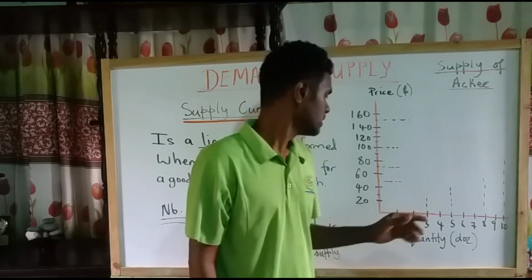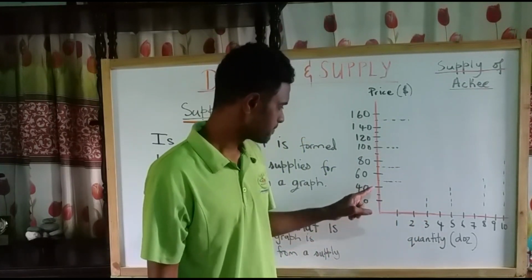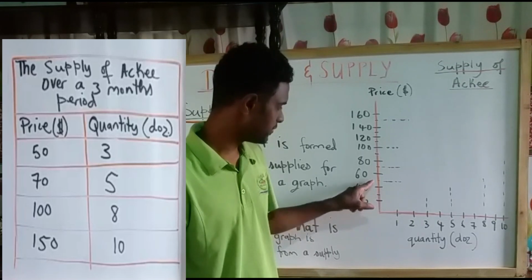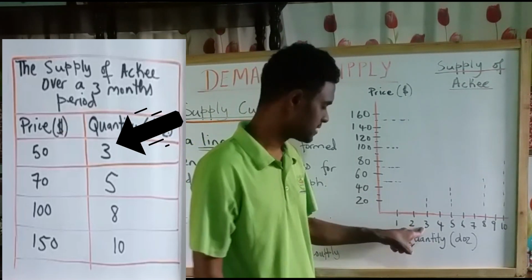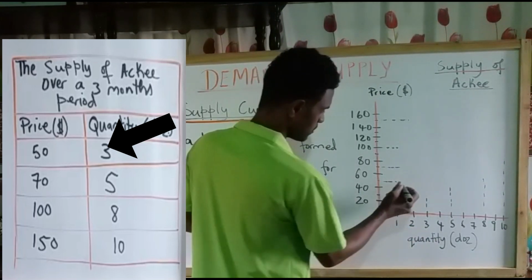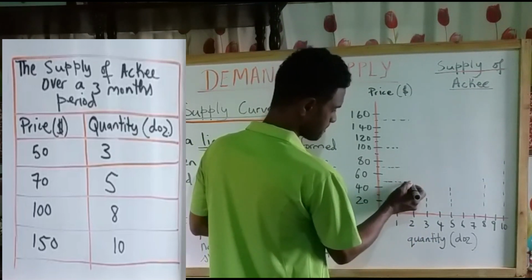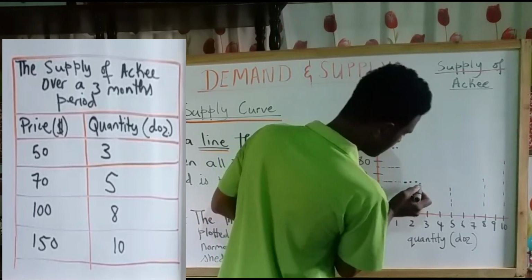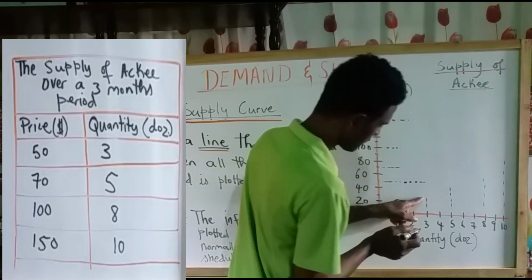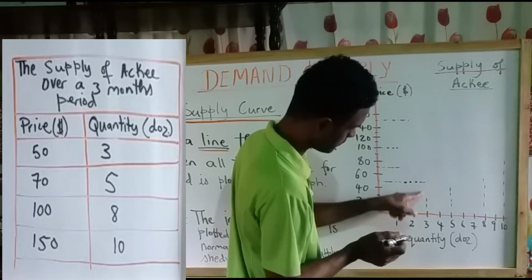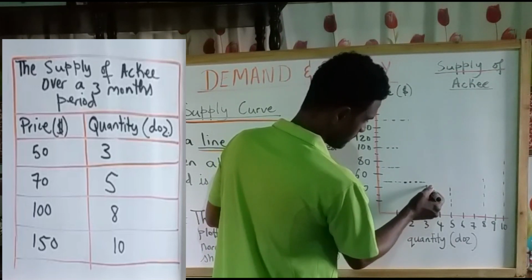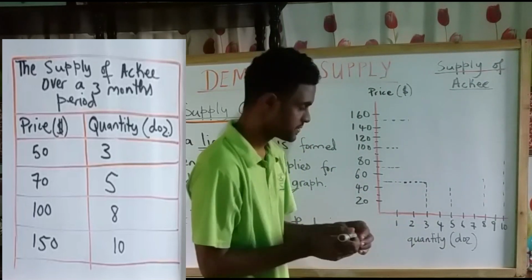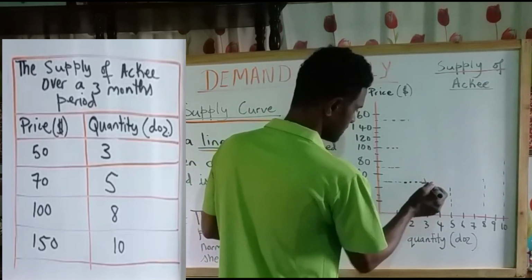It was shown that when the price was at $50, the suppliers were willing to supply 3 dozen ackees. So I'm going to plot. You go across from the $50 straight across to the 3 dozen point, and then you go up, and where the lines meet, put an X there.